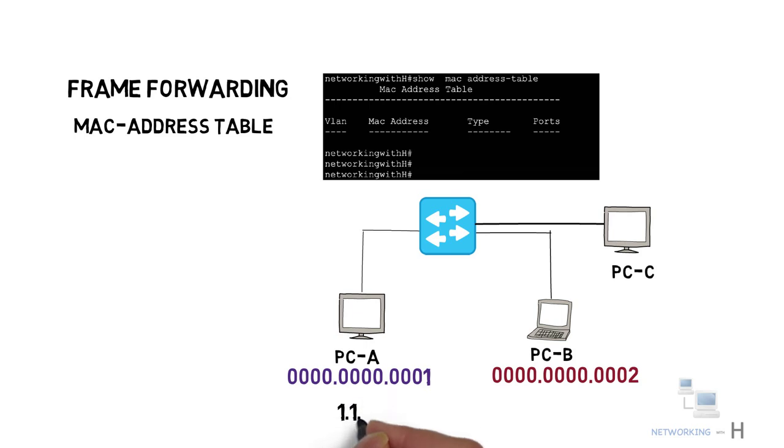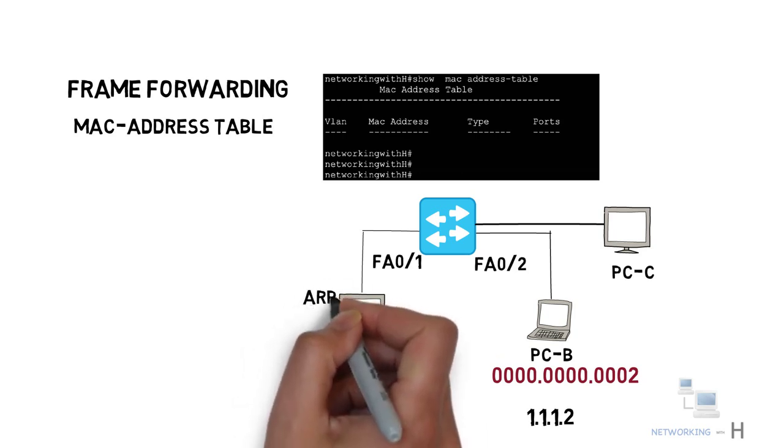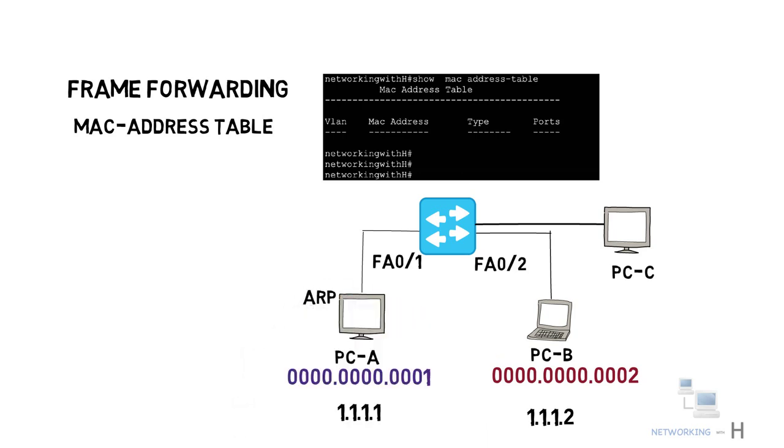Let's say you want to ping from PC A to PC B. The IP address of PC A is 1.1.1.1 and PC B is 1.1.1.2. Next, to communicate with PC B, PC A sends an ARP message. ARP in a nutshell is a communication protocol used to resolve the layer 2 address associated with the layer 3 address, that is the IP address.